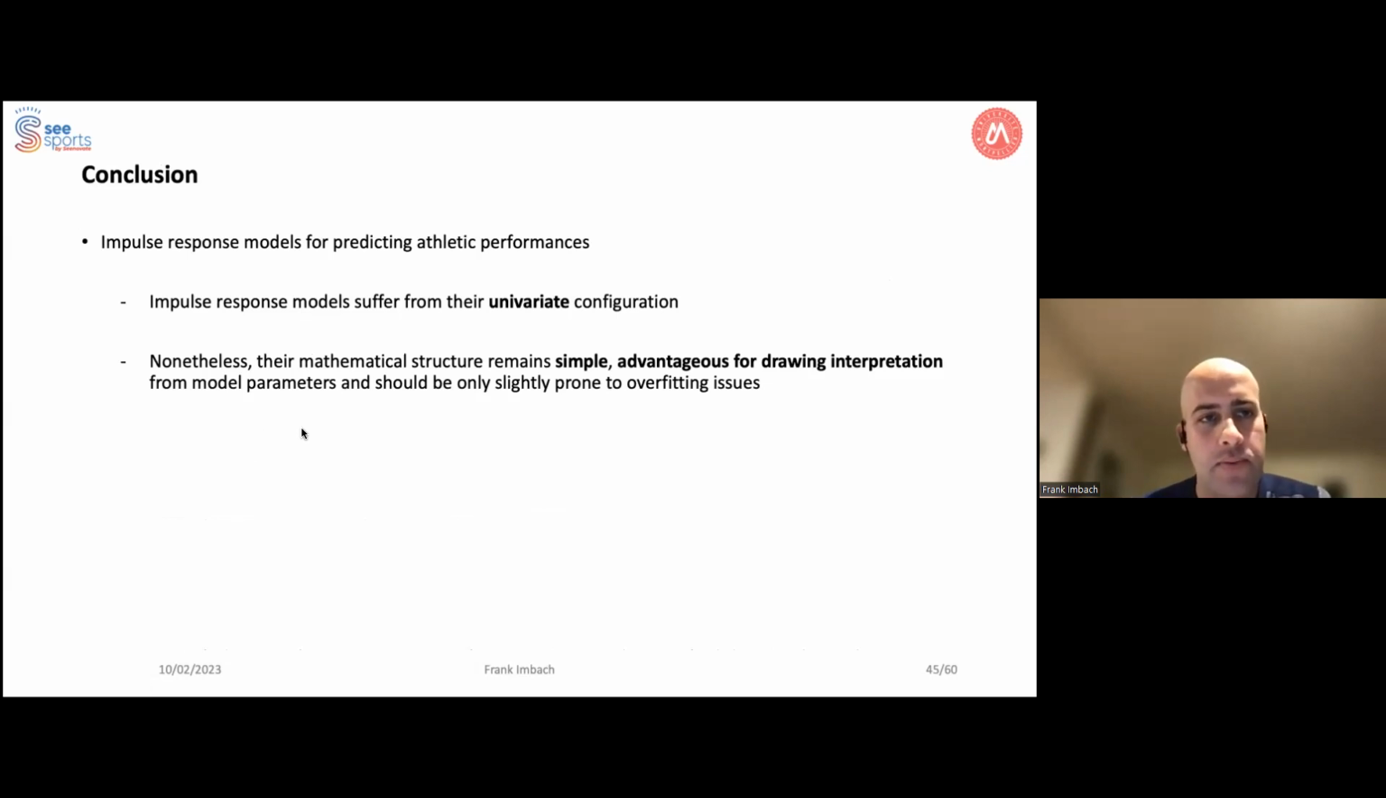In conclusion, impulse response models for predicting athletic performances suffer from their univariate configuration, but their mathematical structure remains simple, advantageous for drawing interpretations from the model parameters, and should be only slightly prone to overfitting issues.